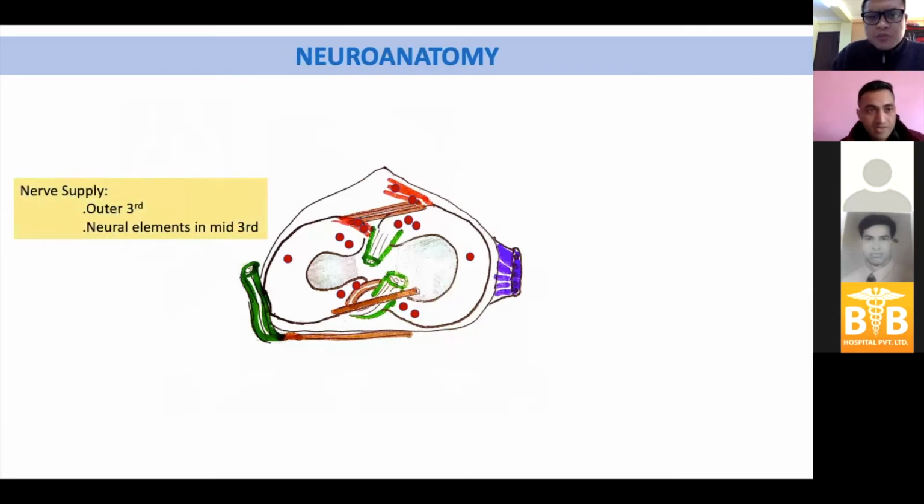Neuroanatomy is again very interesting. The nerve supply is more concentrated on the outer third, but there are some neural elements also present in the middle third, and this is responsible for carrying pain sensation to the patient in the knee.